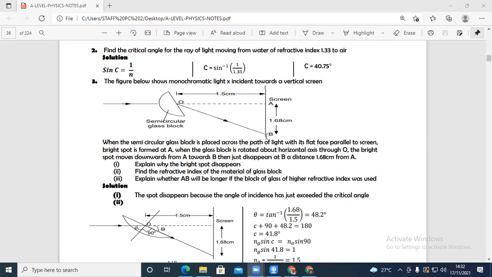What does that mean? The first question is to explain why the bright spot disappears when you rotate the block just beyond point B. The reason is that the angle of incidence this time just exceeds the critical angle. In other words, the angle of incidence is now beyond the critical angle, and total internal reflection takes place.